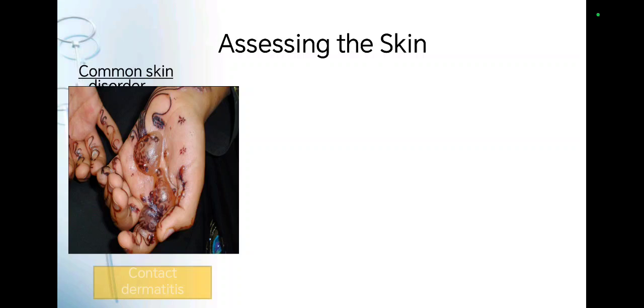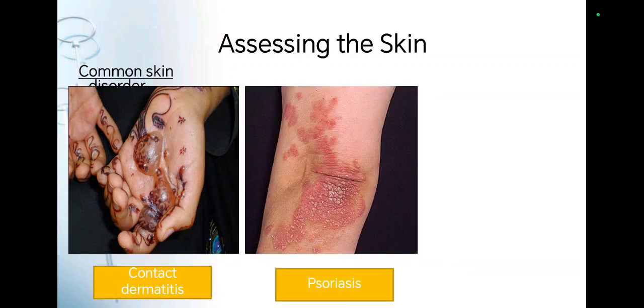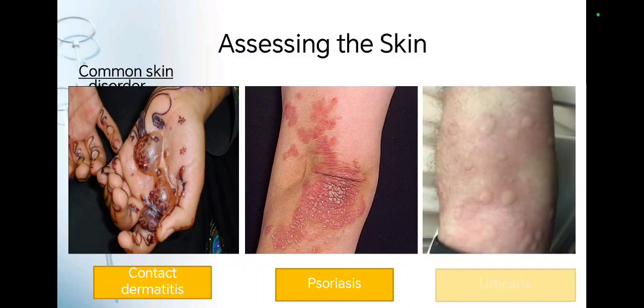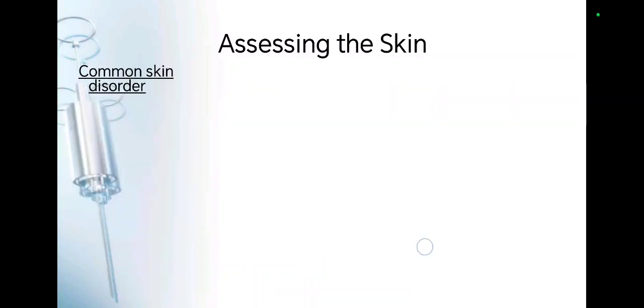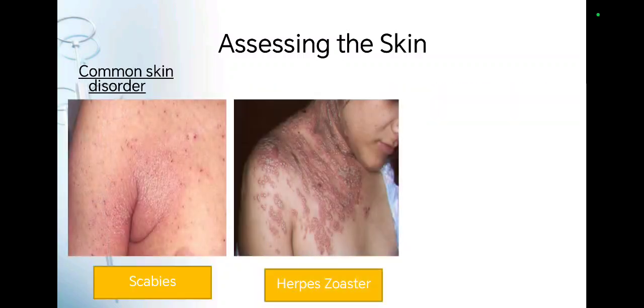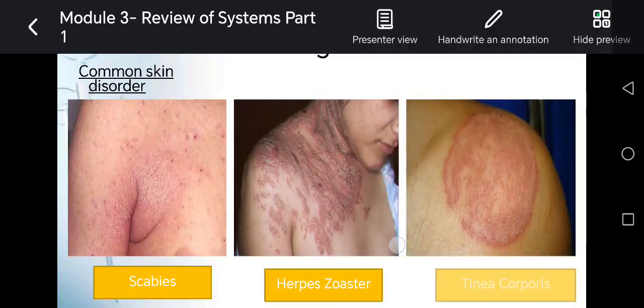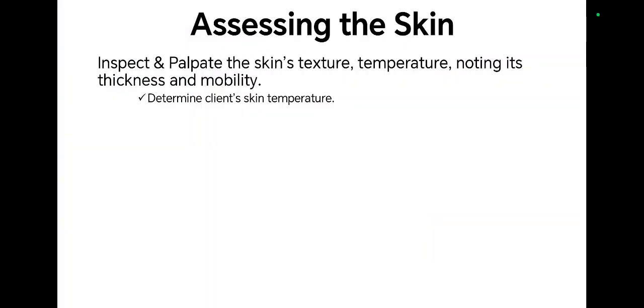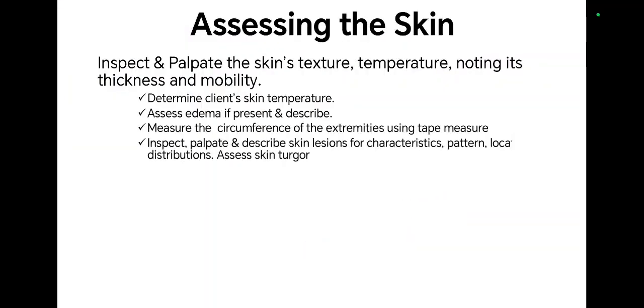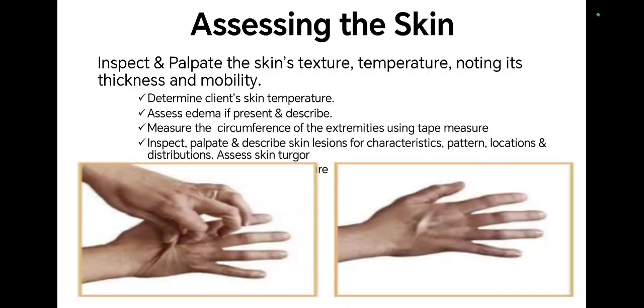So, common skin disorders that we can see from our patients: we have contact dermatitis, psoriasis, urticaria, scabies, herpes zoster, and also tinea corporis. Okay, so observe and palpate the skin moisture by pulling the skin. This is how we check the skin turgor or skin moisture of the patient.